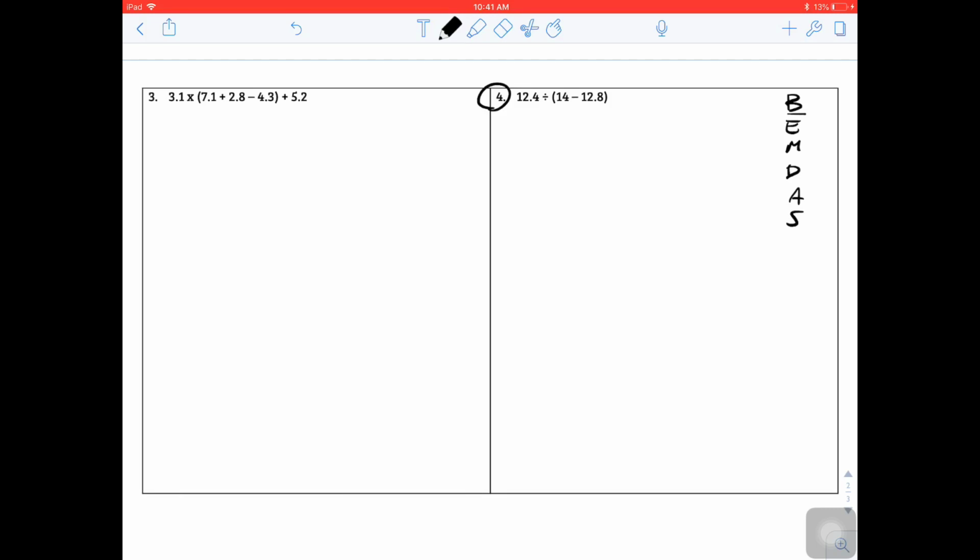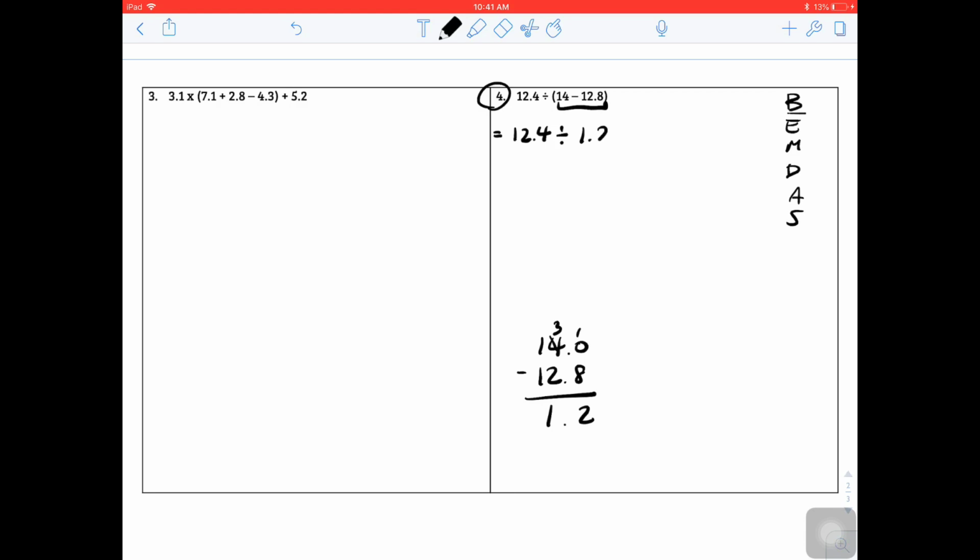So we do have brackets first, so we're going to solve what's in brackets. I'm going to rewrite the question in the same order that it appears. And then because we're going to do the operation down here, I'm just going to make sure I line up my decimals, so that I get 1.2 as my answer, 1 2/10. Okay, so we know that we're going to solve 12 4/10 divided by 1 2/10 as our last part of this question.